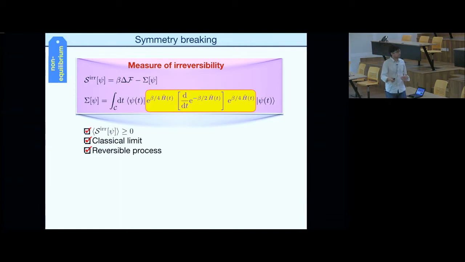But it's more than work. Basically, this is work plus some h bar corrections, some quantum corrections. So it's kind of a new object.